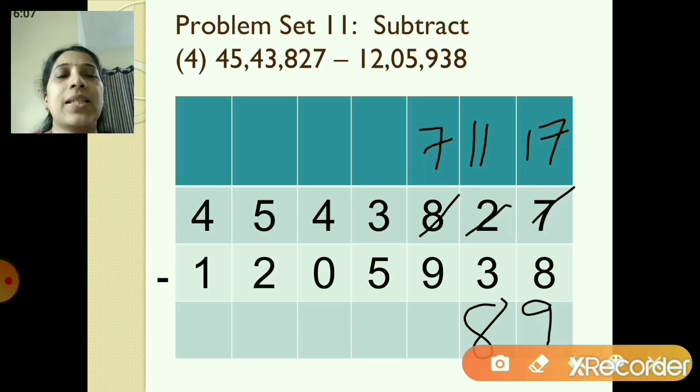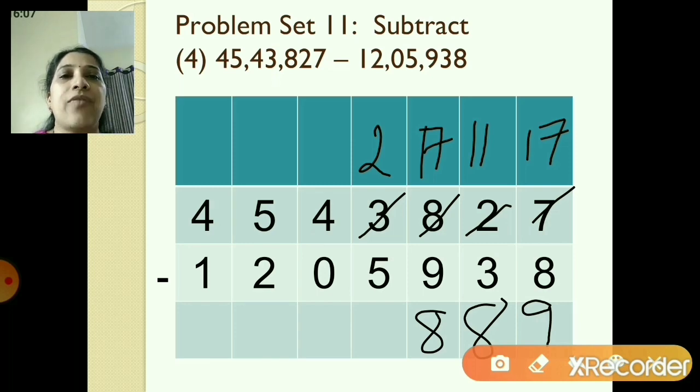Now 7 minus 9. Again you cannot subtract 9 from 7. So you are going to borrow 1 from the thousands place. So the thousands place will become 2. And in the hundreds place it will become 17. So 17 minus 9 is 8.